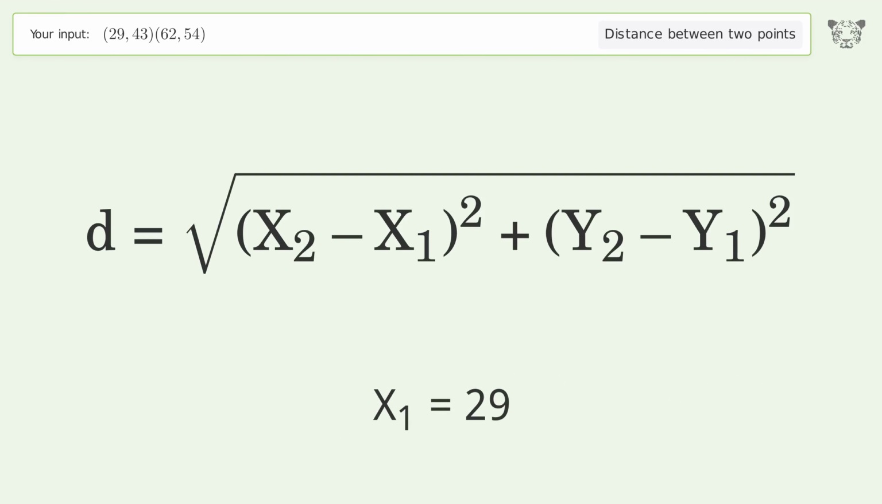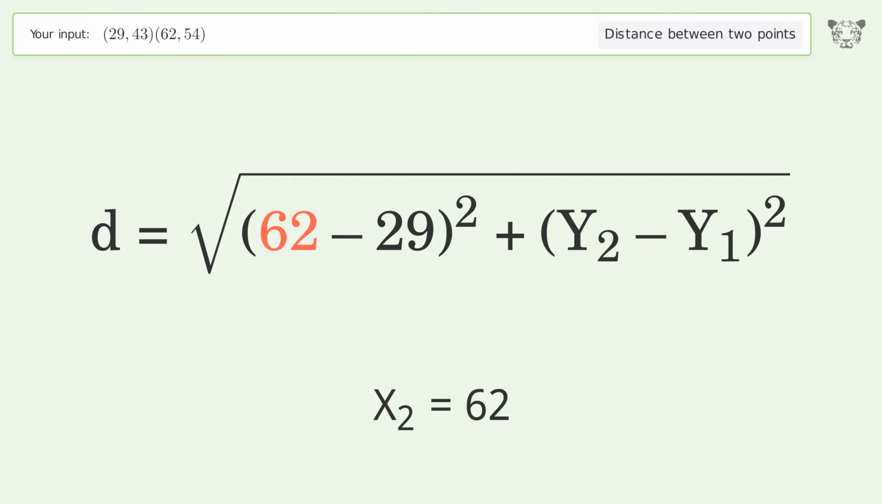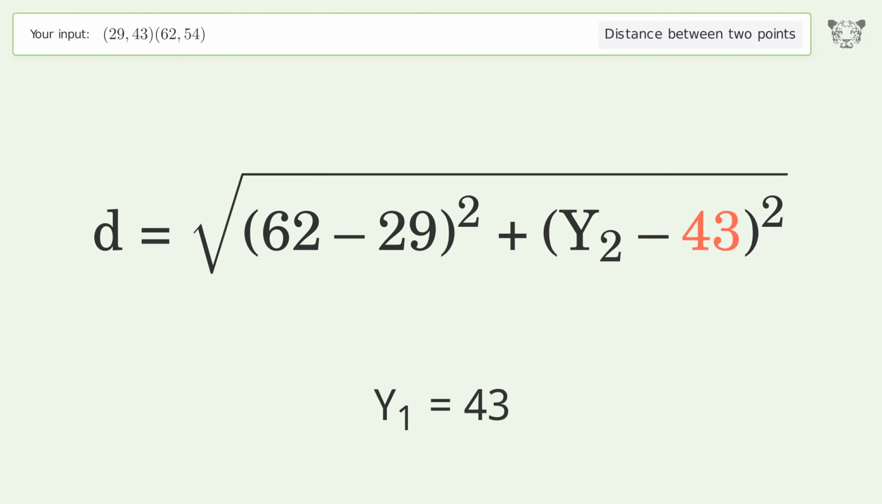x1 equals 29. x2 equals 62. y1 equals 43. y2 equals 54.